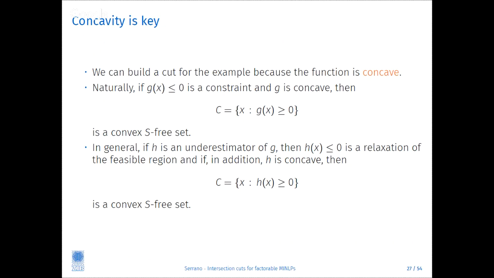But the idea is that whenever we have an underestimator, we get a relaxation. And if the underestimator in this case is concave, then the complement of the relaxation is going to be an S-free set. So this is the idea: build a concave underestimator of the constraint, and then consider C this set. Okay? And then the obvious question is, how do we build this concave underestimator? Okay, is it clear, this point?